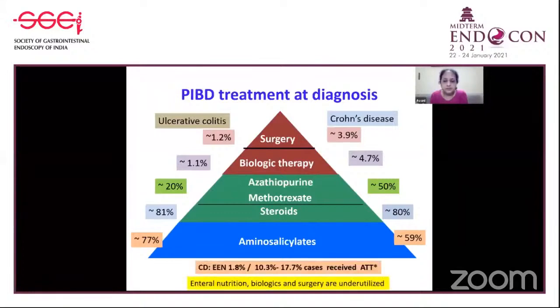So what our data showed to us is that for Crohn's disease patients, we hardly used nutrition as a treatment paradigm, and nearly 10 to 18% of our children had received anti-tubercular therapy prior to being diagnosed as Crohn's disease and receiving the treatment for Crohn's disease, whereas biologics and surgery along with enteronutrition were underutilized.